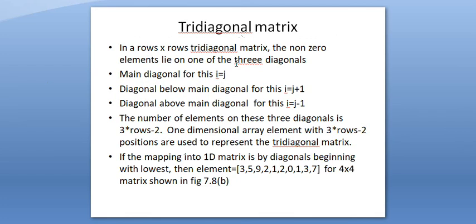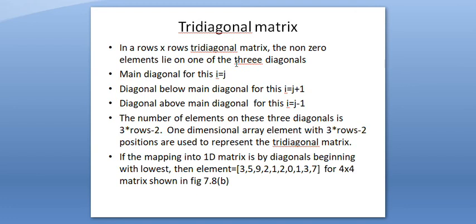So in a tridiagonal matrix, the condition is that it should be a square matrix, with rows into rows. We can use rows into rows rather than rows into columns, because row is equal to column. You will have 3 diagonals: the main diagonal, the diagonal above the main, and the diagonal below the main.